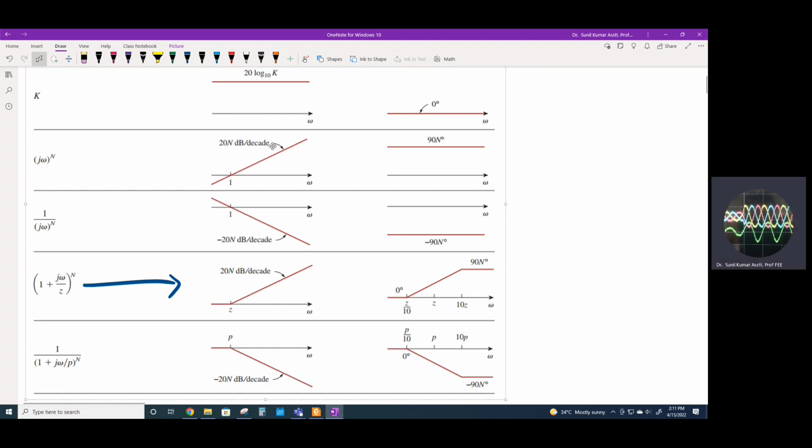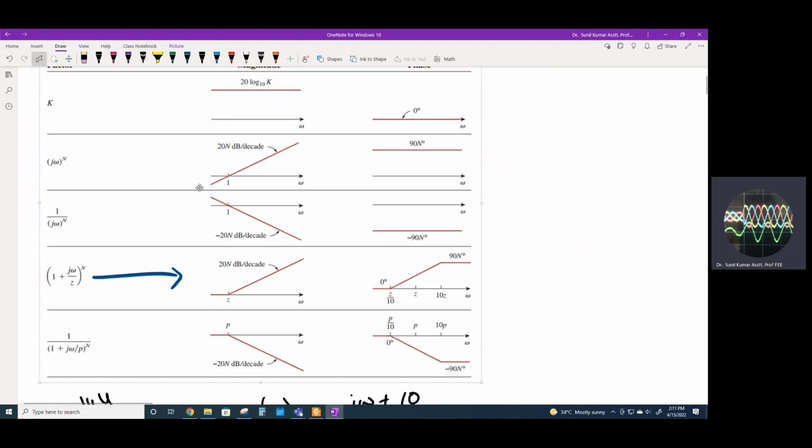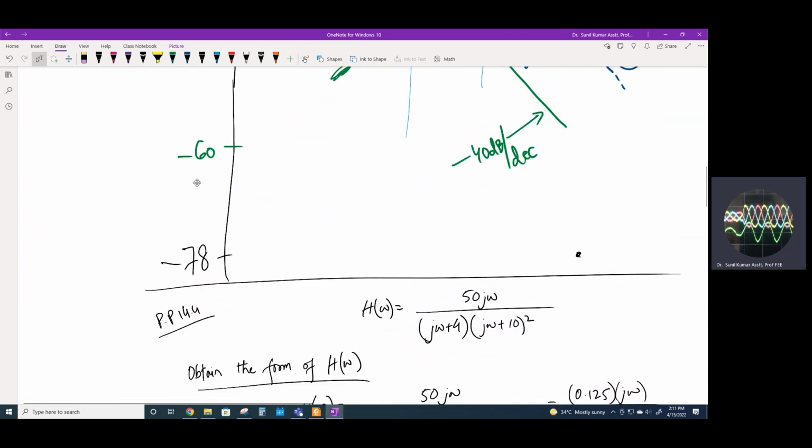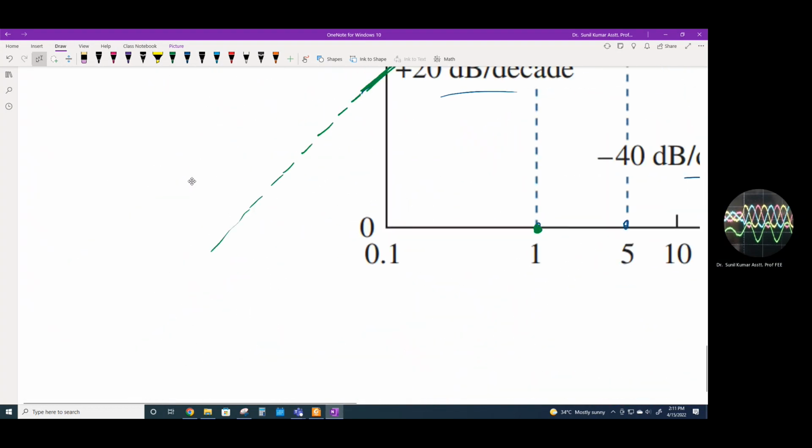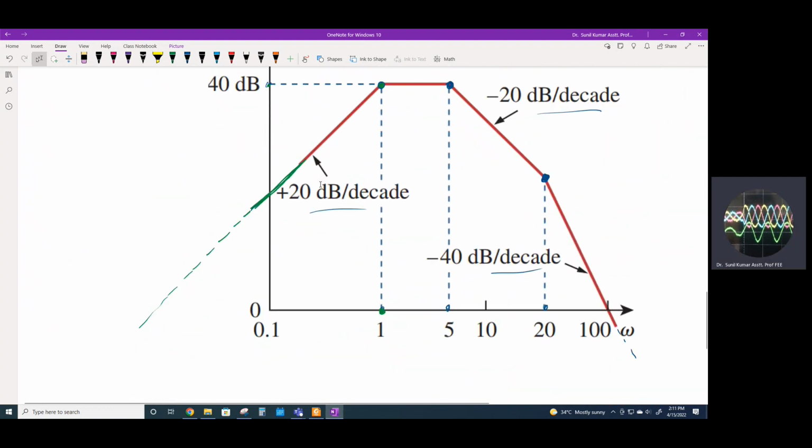Okay, but the problem is that in this table this line is crossing 0 at omega equals 1, whereas in our case it will not be crossing at omega equals 1 because its value is 40 dB at omega equals 1. So that means this line has an upward shift.